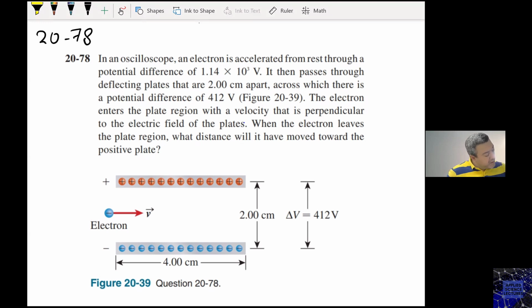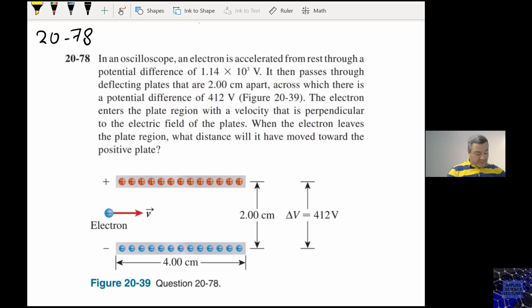In an oscilloscope, an electron is accelerated from rest through a potential difference of 1.14 10 to the power 3 volts. It then passes through deflecting plates that are 2 centimeters apart, across which there is a potential difference of 412 volts, as in the figure. The electron enters the plate region with a velocity that is perpendicular to the electric field of the plates. When the electron leaves the plate region, what distance will it have moved toward the positive plate?